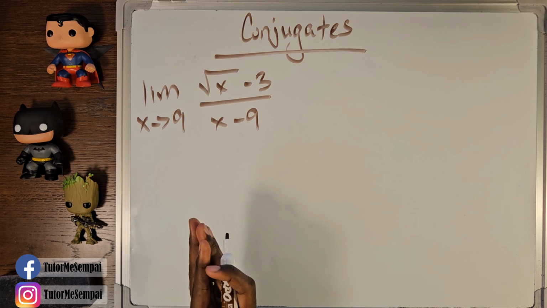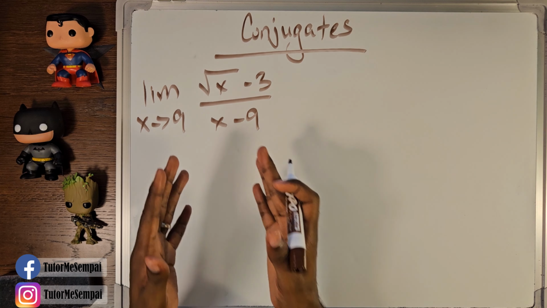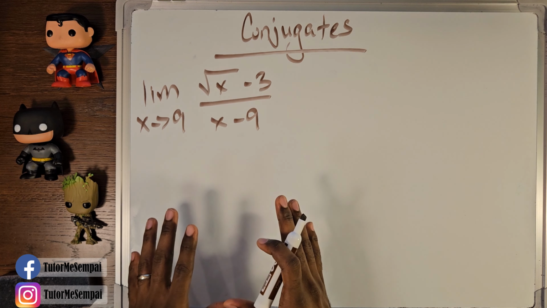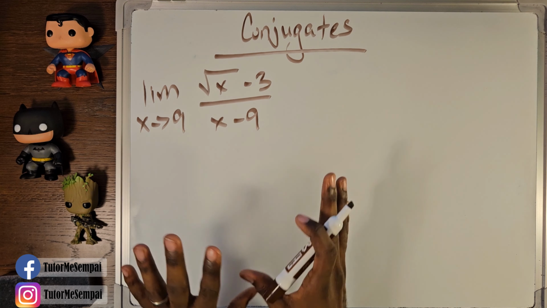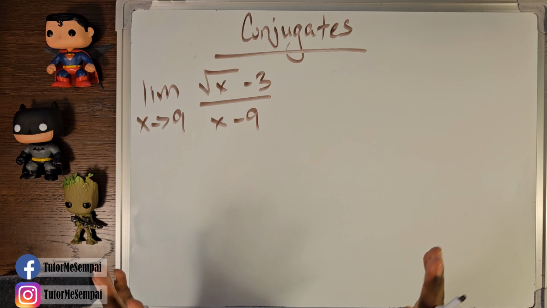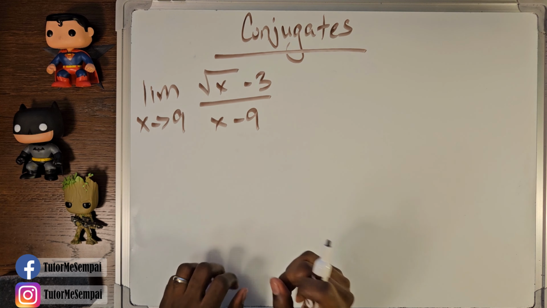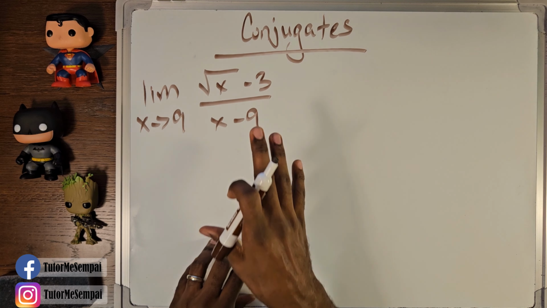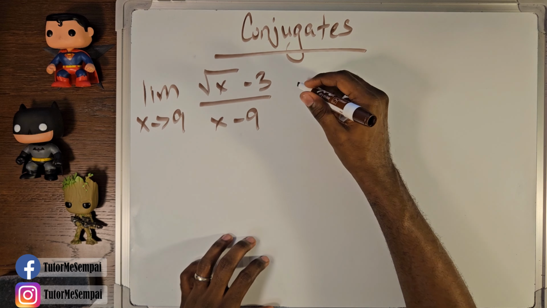Now, why would you use conjugates here? What will let us know that we probably want to use conjugates? Well, if you have a radical in your function like this, then you're probably going to want to use conjugates. That's going to be a little hint. I'm not going to say every time, but most likely you're going to be using a conjugate if you see a radical in your function. So because we have this radical here, let's use our conjugates.